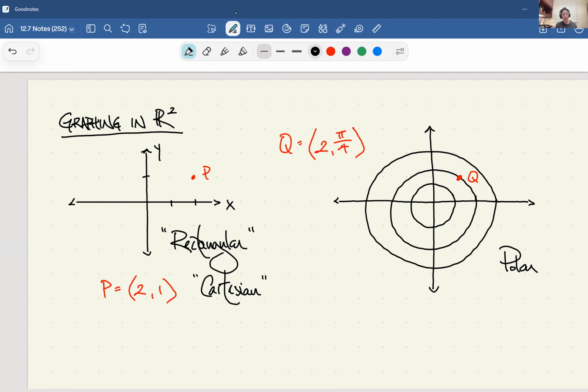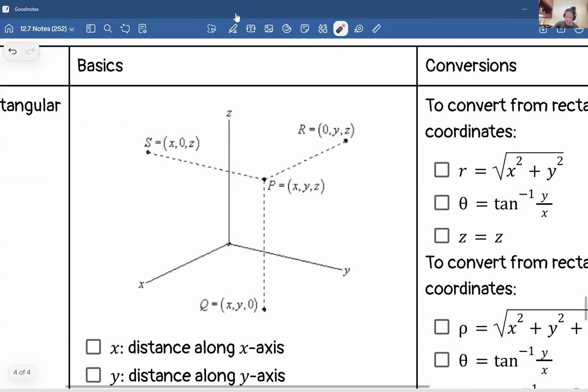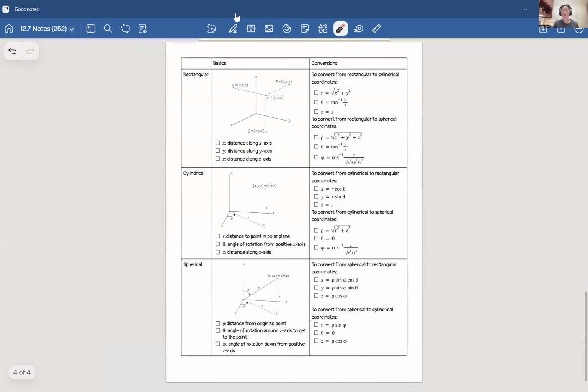But when we move up into R3, it turns out we can start to combine these two, or maybe purely be in one or purely be in another. Here's what I mean by that. I'm going to take a look at the graphic organizer that you've got. Let me zoom in real quick so we can see. On this graphic organizer, we have the three main coordinate systems for graphing in R3.